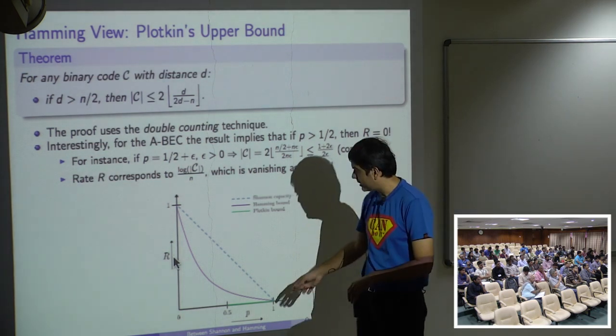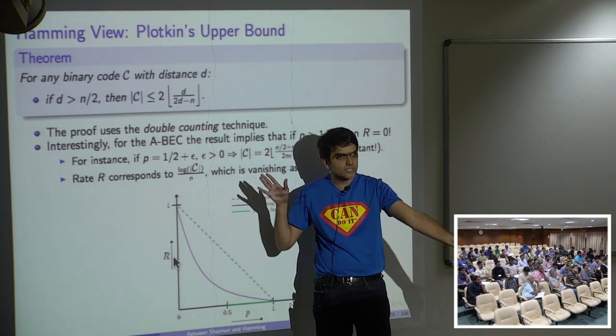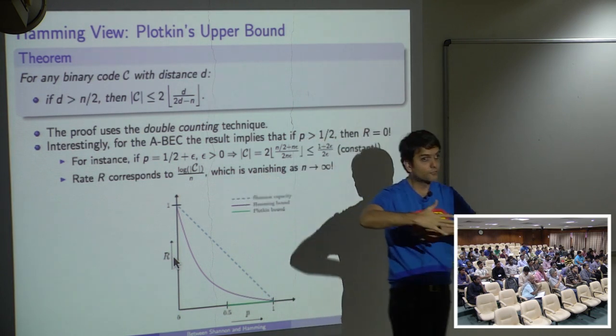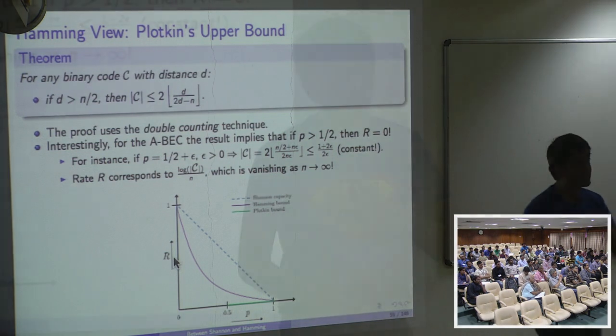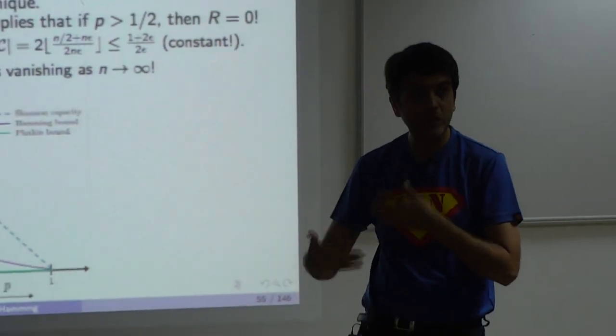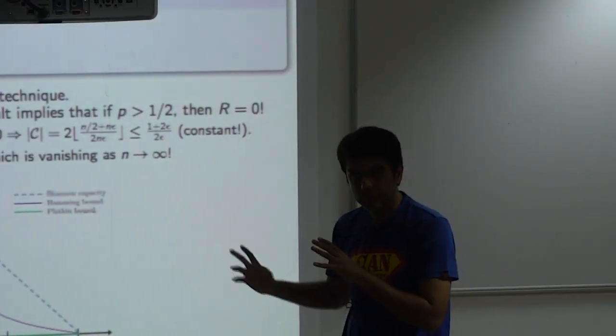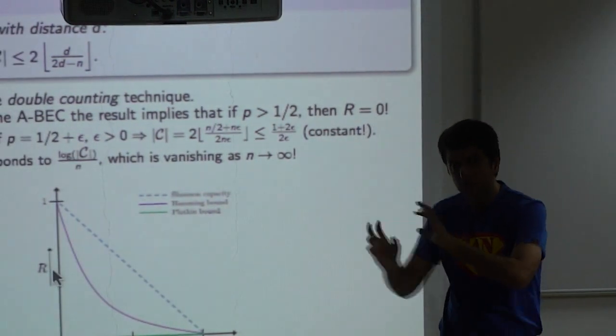When we dive into it in the next few slides, it's not that you can't choose any code words which have minimum distance at least n over 2. You can indeed choose a few, but you can't choose too many. You can certainly not choose an exponential number. In fact, it will turn out you can't choose even more than a constant number. So in that sense, it's a little bit subtle. You can have a few, but not too many.